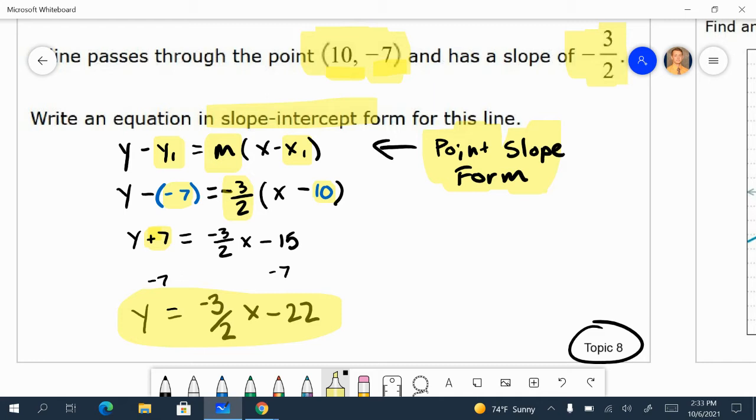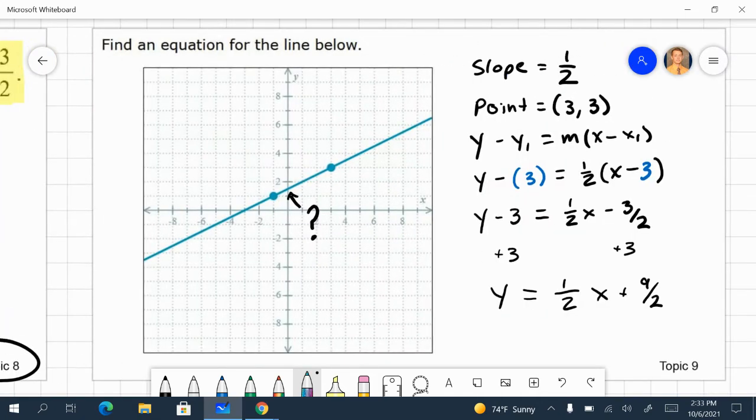If it didn't ask for slope-intercept form, though, you could honestly be done with the problem at like this step. That's in an equation form. And on the next topic that we do, topic number 9, that's where we can stop, actually. So let's do topic number 9 now.